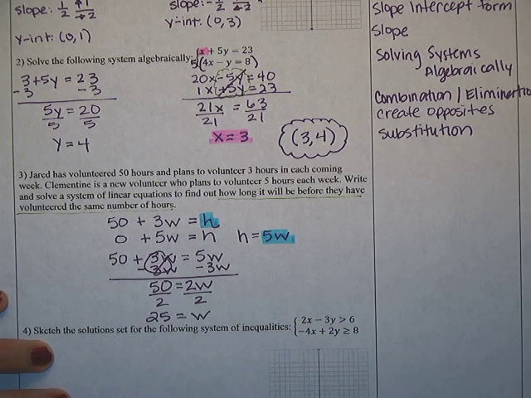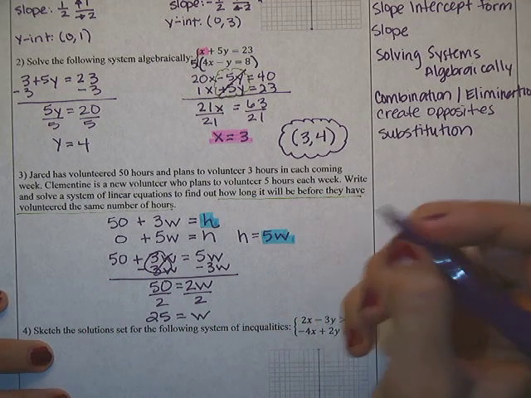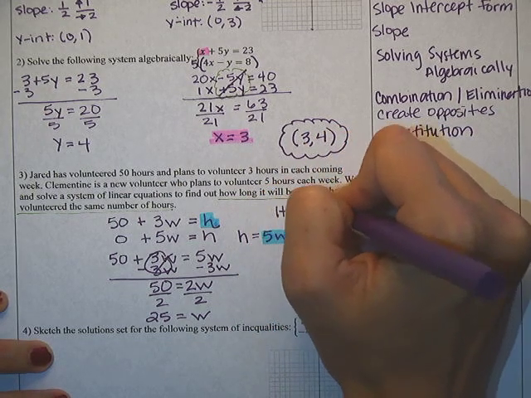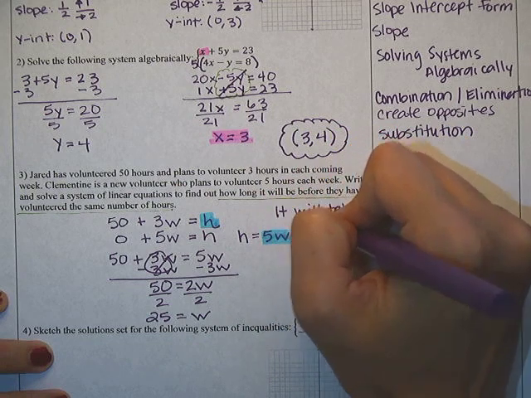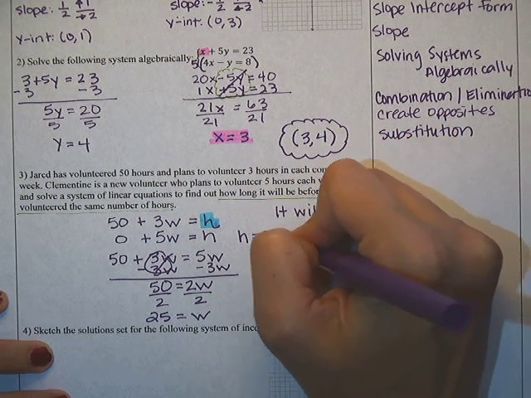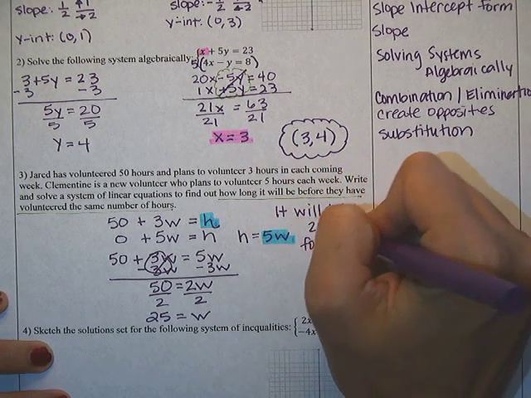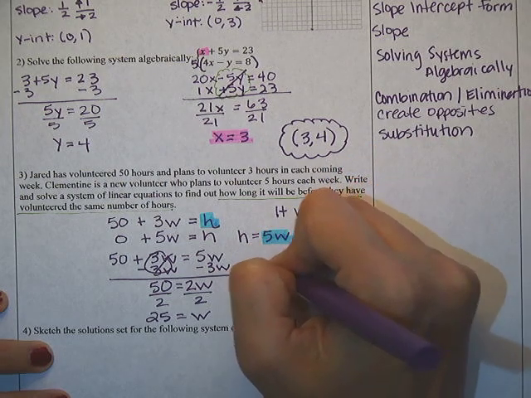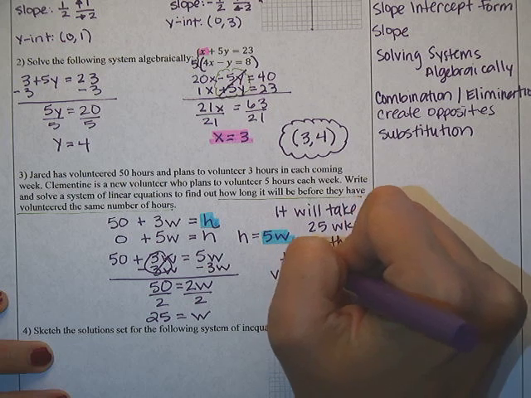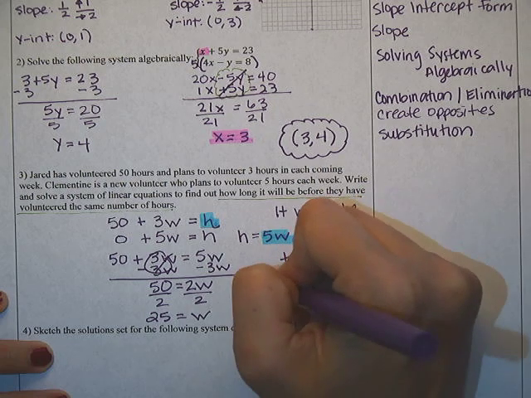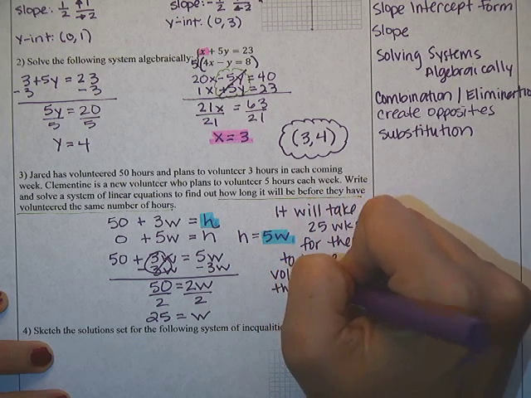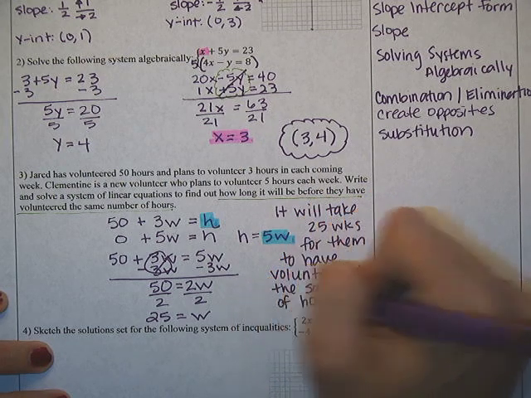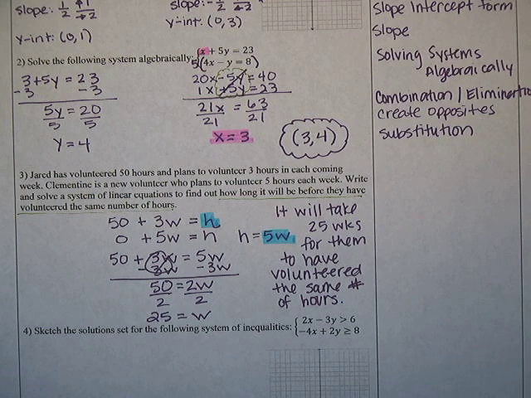So here we've answered the question. It will take 25 weeks for them to have volunteered the same number of hours. Now, we could find out how many hours that is.